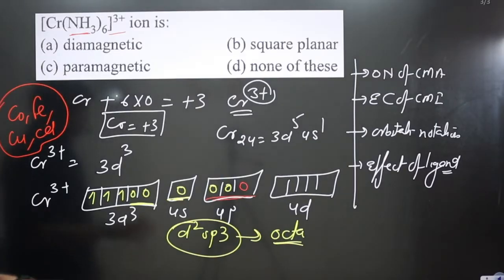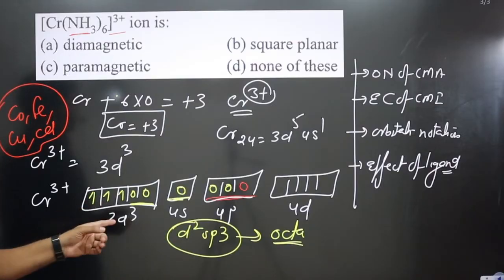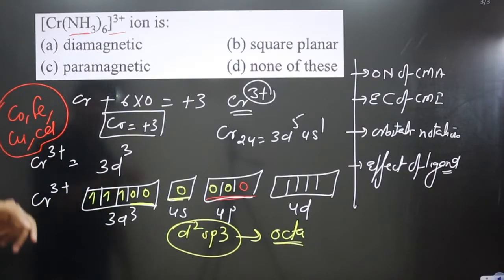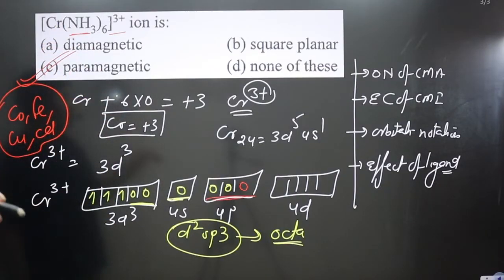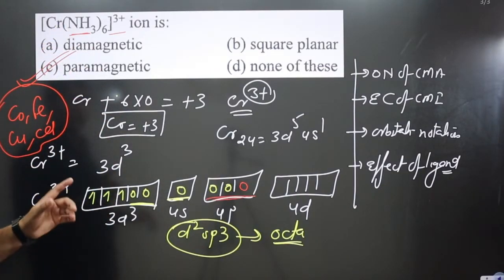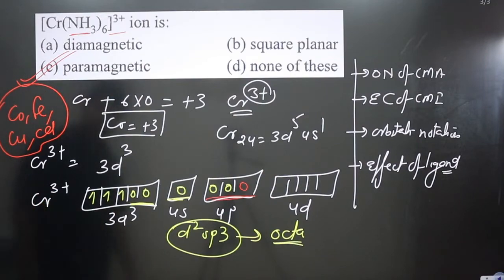Next, whether it is paramagnetic or diamagnetic: you can see the central metal atom has unpaired electrons. Obviously, it is paramagnetic by nature. Species having unpaired electrons will be paramagnetic, and those having paired electrons will be diamagnetic.